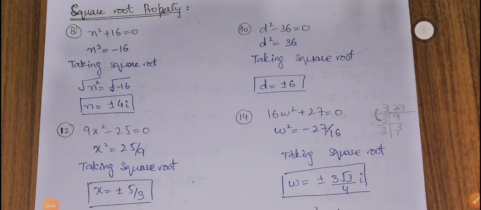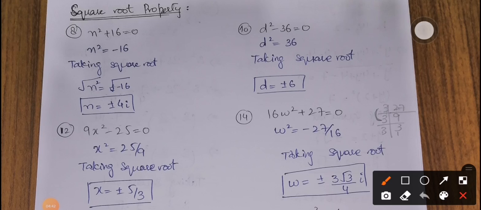The next method is by using the square root property. So in this method we only use the square root, or we apply the square root on both sides of the equation. So here we are given question number 8, n square plus 16 is equal to 0. So at first we will shift this number to the right hand side, that is n square is equal to minus 16.